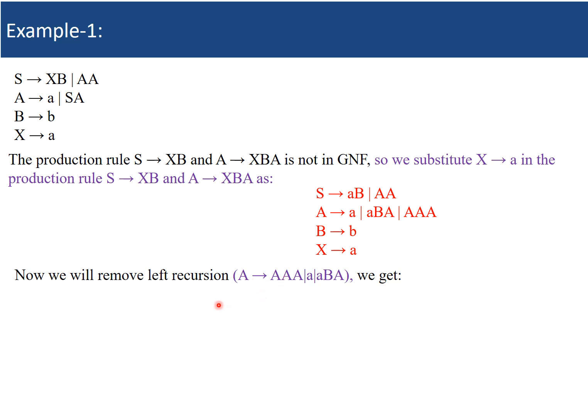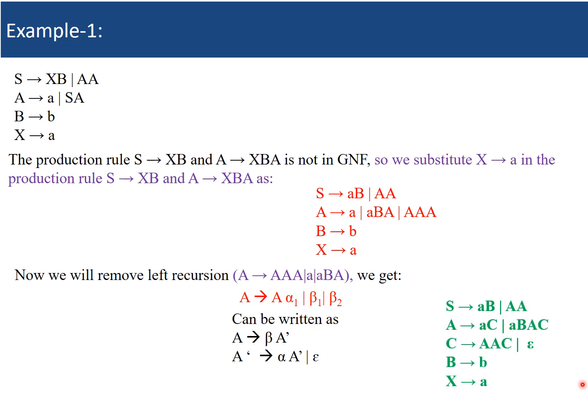That means the production is in the form A gives A alpha 1, beta 1, beta 2. Look at this: alpha 1 is AA, beta 1 is small a, and beta 2 is small a B A. It can be written as A gives beta A dash, and A dash gives alpha A dash or epsilon. After using this rule, you can remove the left recursion like this.